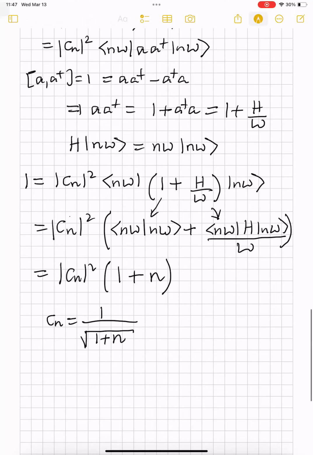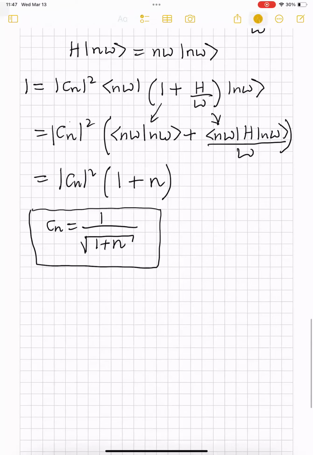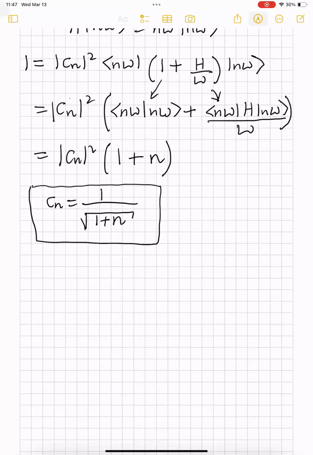This is not the most general solution. I could have included an arbitrary complex phase, but including this phase, I don't get anything for being more general. So I'm just going to take Cn to be 1 over the square root of 1 plus n. So now we have that n omega plus omega is equal to A dagger over the square root of 1 plus n acting on n omega.